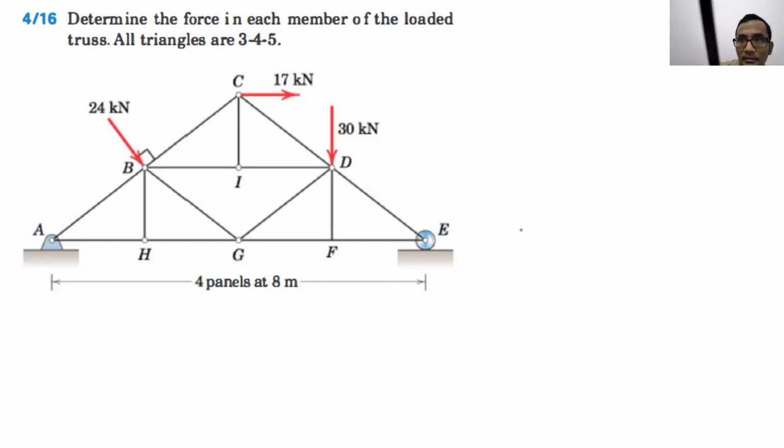This is another example. We can try to take a look at it together. Before I go to the section method, I will discuss this first. So we have this kind of trust problem.